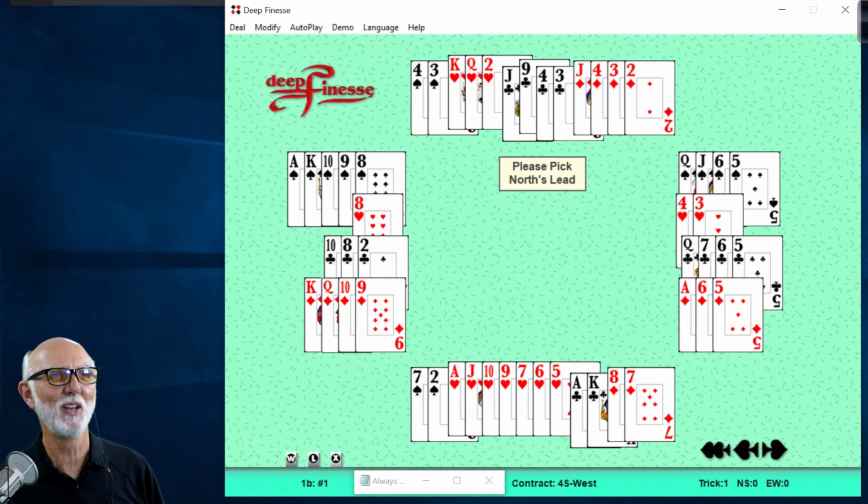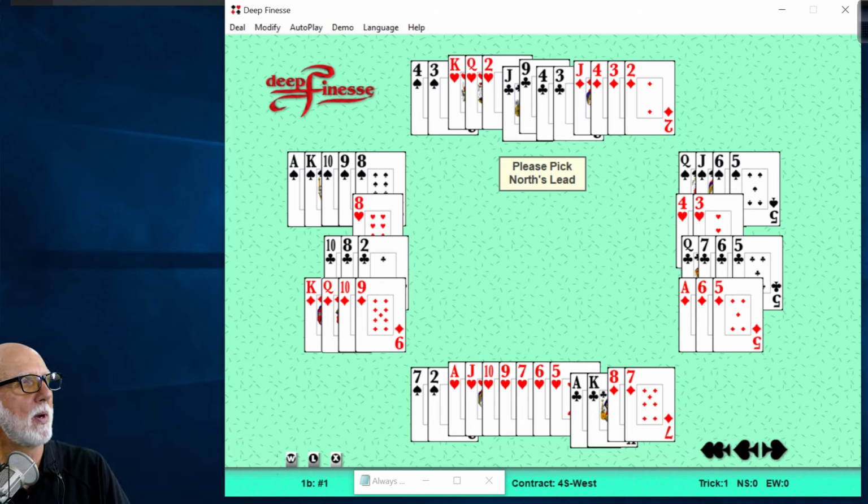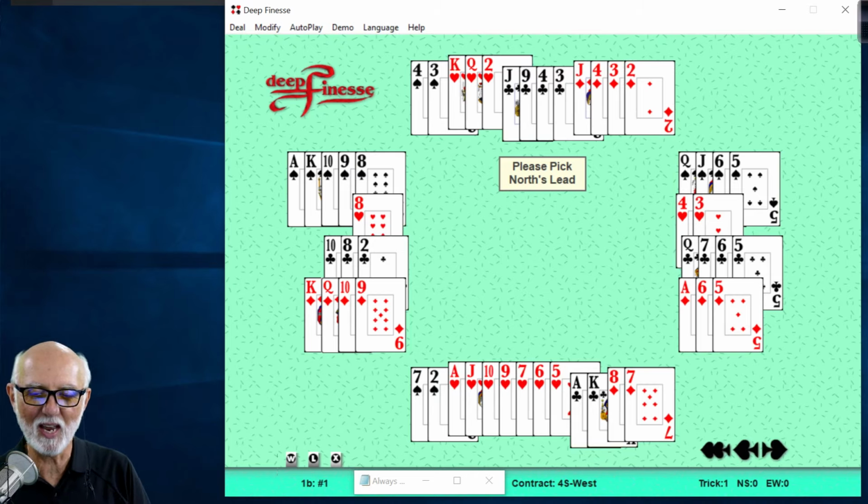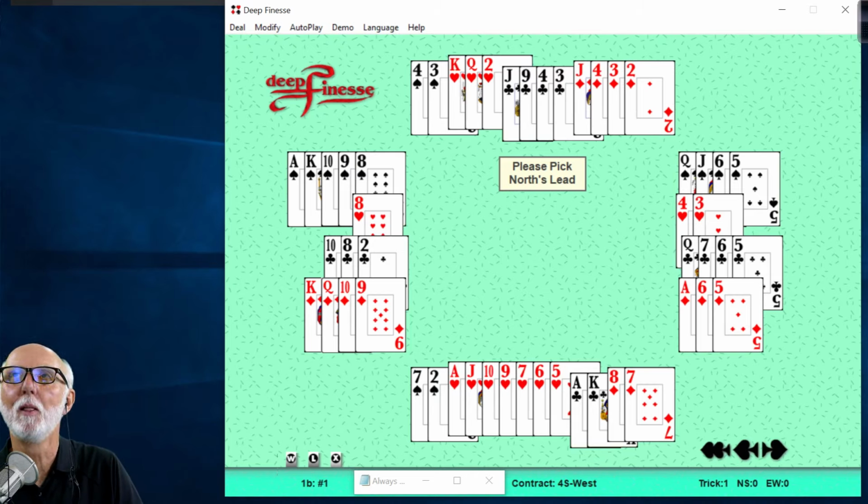I'm not suggesting we always make what one of my bridge friends called a New York Times hand. It makes the New York Times because it's so spectacular. Most hands aren't. This one's just got a couple of clever twists on it.